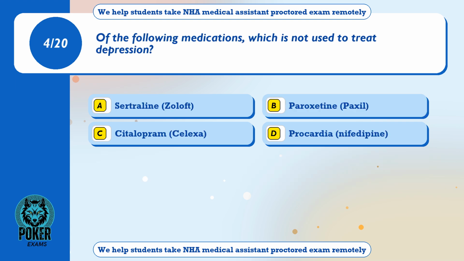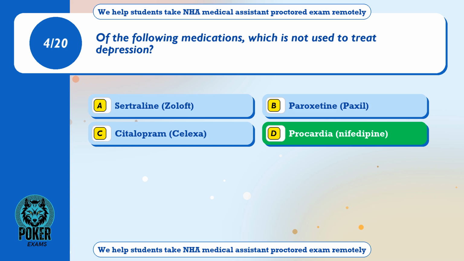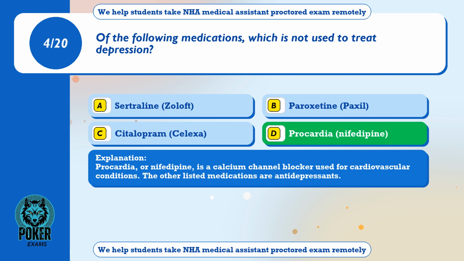Question 4. Of the following medications, which is not used to treat depression? Option A, sertraline, Zoloft. Option B, paroxetine, Paxil. Option C, citalopram, Celexa. Option D, Procardia, nifedipine. The correct answer is option D, Procardia, nifedipine. Procardia, or nifedipine, is a calcium channel blocker used for cardiovascular conditions. The other listed medications are antidepressants.